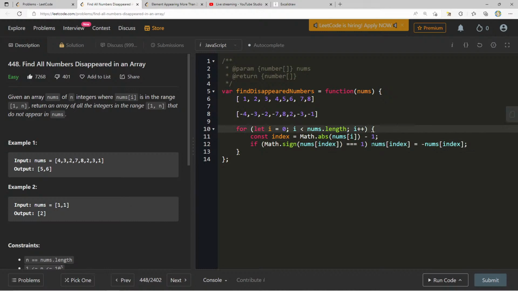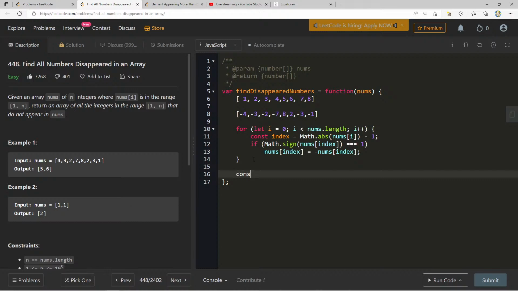Okay, so let's look at a couple different things, because there's some nice JavaScript things we did here. We took the absolute value of this number, that way we don't ever get into an out of bounds situation. So we say Math.abs of 4, which is 4 minus 1, that'll give us the index 3, so 0, 1, 2, 3. By using Math.sign, it will return a 1 if it's a positive number, or a negative 1 if it's a negative number. So we only want to do things with indices that have positive values. So if Math.sign of nums[index] is equal to 1, then we'll just go ahead and flip the value. nums[index] equals negative nums[index], and we'll end up with this.